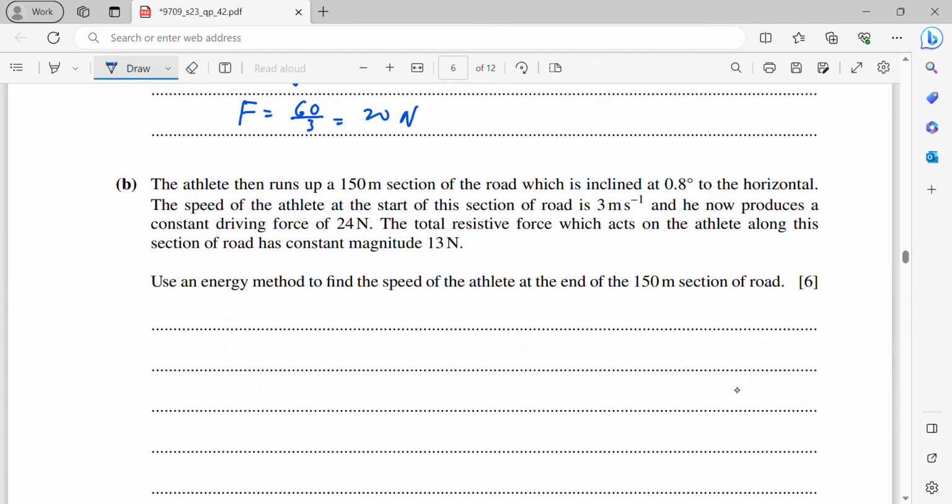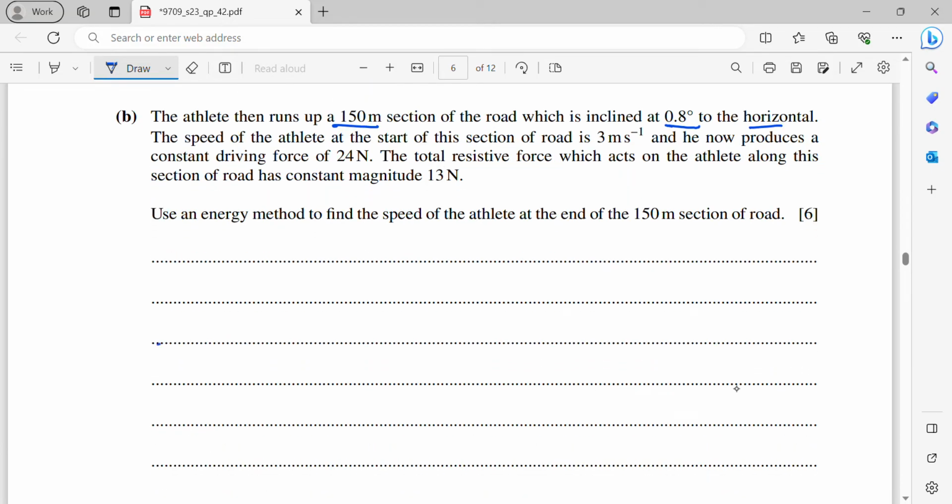Now B, the athlete then runs up a 150 meter section of the route which is inclined at 0.8 degrees to the horizontal. Let's say this is the diagram. Here is 0.8 degrees. This is the athlete, who runs up 150 meters. That means here is 150 meters. Now the speed of the athlete at the start of the section is 3, so u equals 3 meters per second.